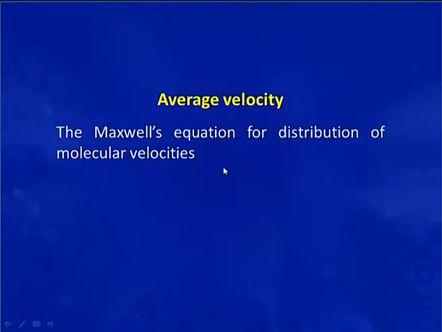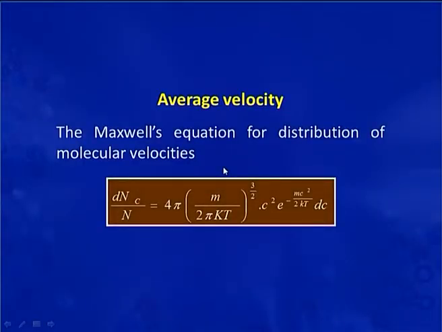As we know, the fraction of molecules dnc by n is given by the Maxwell equation: dnc by n is equal to 4 pi (m by 2 pi kT) to the power 3 by 2 into c square into e to the power minus mc square by 2 kT into dc. Now, we will substitute this value in our equation of C average.